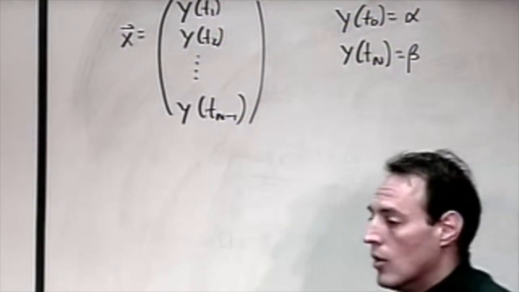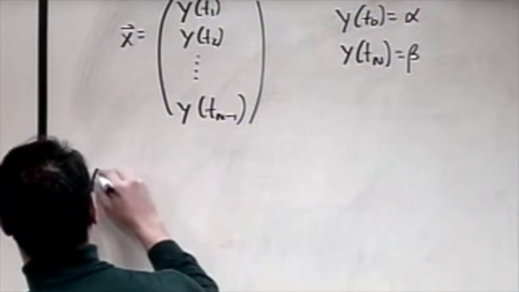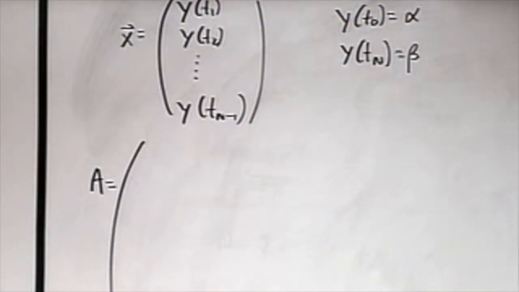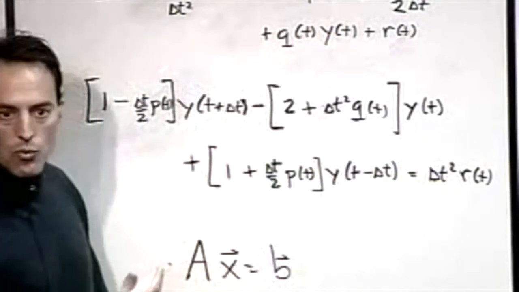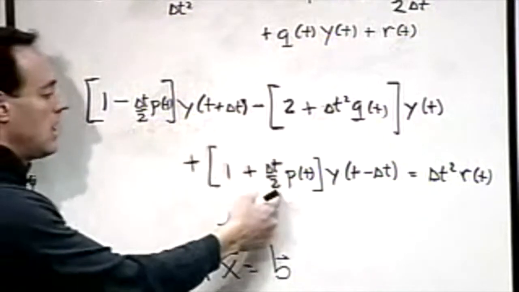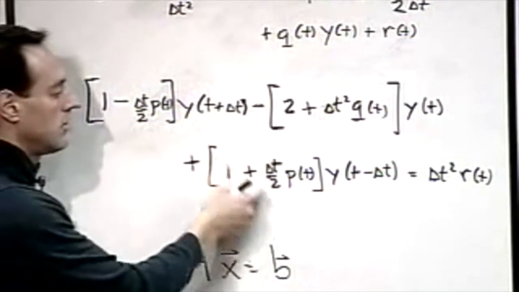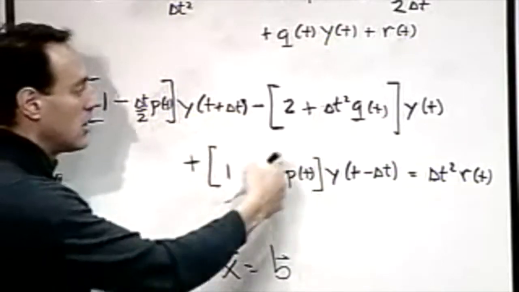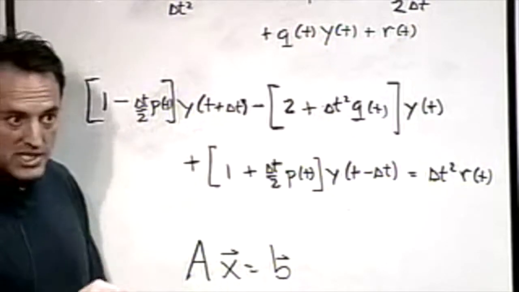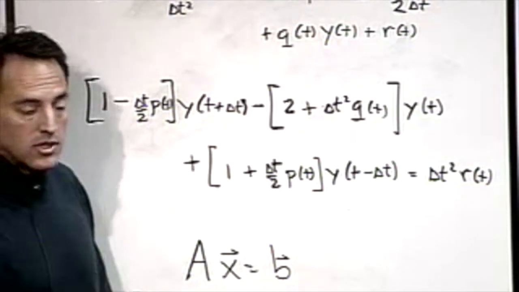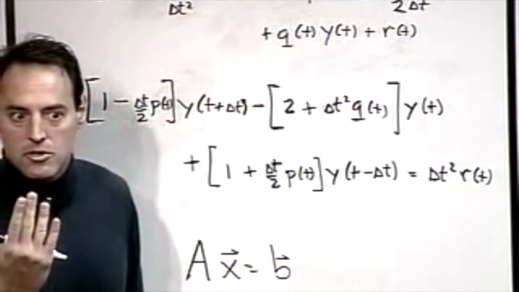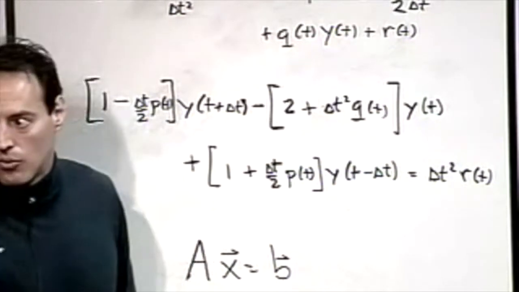Okay? What is my matrix A then? My matrix A says, look, for any given y of t, when I try to solve for it, it depends upon the point in front and the point behind. And these are the coefficients of those. So basically, this sets up a tridiagonal matrix. There's only three diagonals that matter in this matrix. Given a point y of t, let's say 5, y of t5, if I try to solve for it, it depends upon y of t4, and y of t6, and y of t5.